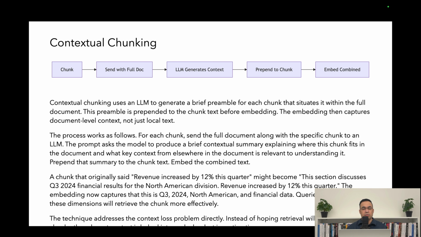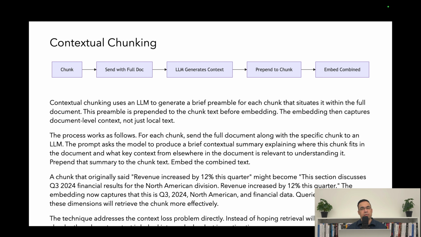Here's a concrete example. A chunk that originally said, let's say, "Revenue increased by 12% this quarter," might become, "This section discusses Q3 2024 financial results for the North American division. Revenue increased by 12% this quarter." The embedding now captures that this is Q3 2024, North American, and financial data. Queries about any of these dimensions will retrieve the chunk more effectively.